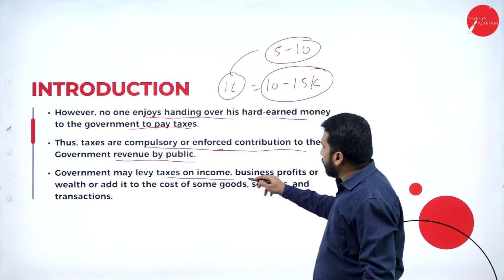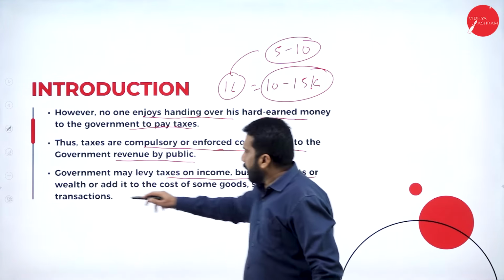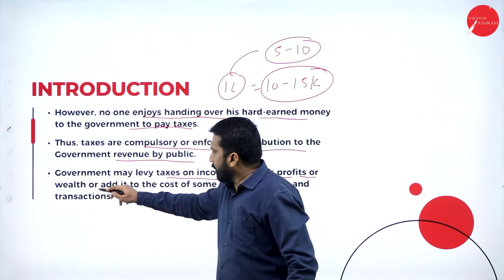Government may levy taxes on income, business, profit or wealth. See, wealth means property. You have a house, you have to pay the property tax. You have a car, you have to pay tax on that, road tax, insurance. On insurance, now they have exempted taxes on a few insurances, but indirectly you are paying tax for everything. If you buy a laptop, you will pay tax. If you buy a mobile, you will pay tax. If you buy a small Dairy Milk chocolate of 10 rupees, you are paying around 80 paise or 70 paise of tax.